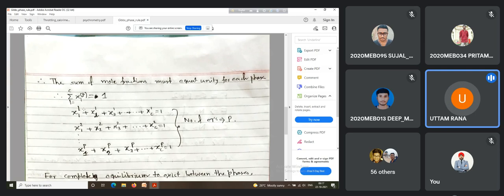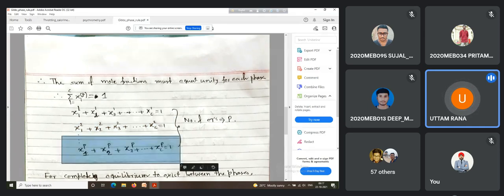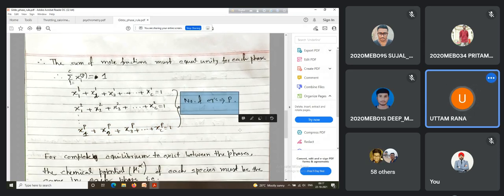So if we consider phase 1, the total mole fractions of each of the components has to be 1. Similarly, in phase 2, their total mole fractions have to be 1. And in phase P, their total mole fractions are to be 1. So how many equations do we have from these constraints? We have P equations available, because there are P phases, and for each phase there is one equation.